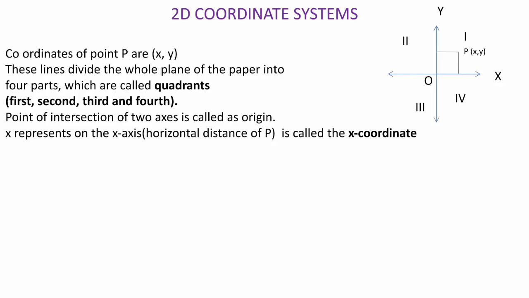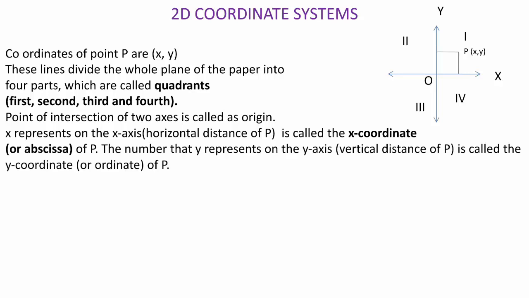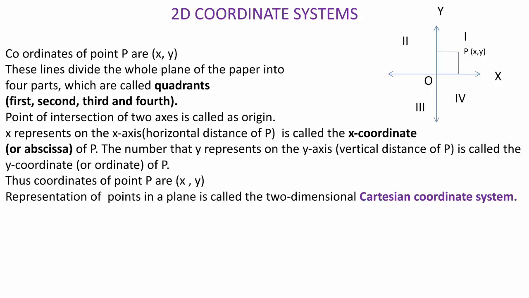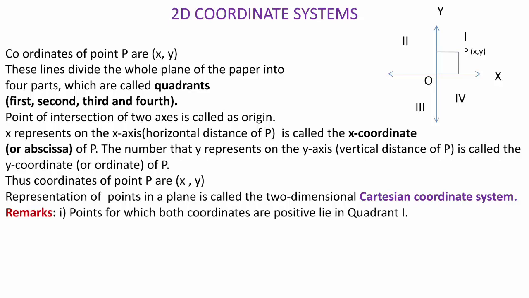Let P(X, Y) be the point. X represents the horizontal distance on the X axis, called the X coordinate, and it is also called the abscissa of the point P. The number Y represents the vertical distance of P on the Y axis. It is called the Y coordinate or ordinate of P. Thus the coordinates of the point P are (X, Y). This representation of a point in the plane is called the two-dimensional Cartesian coordinate system.